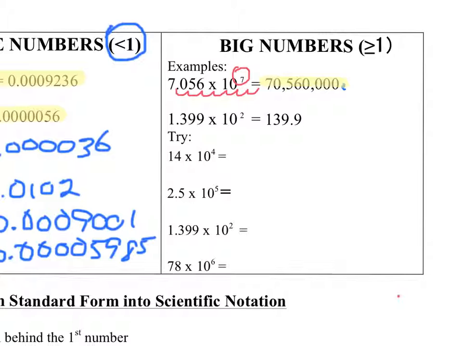This one says move the decimal 2 spots to the right. And this is our answer, 139.9. This one says move the decimal 4 places to the right, and the answer is 140,000. Stop the video and try the rest. I'll give you the answers.